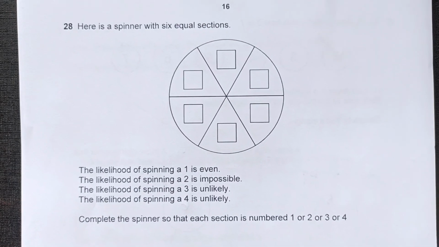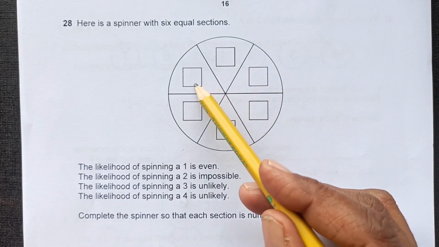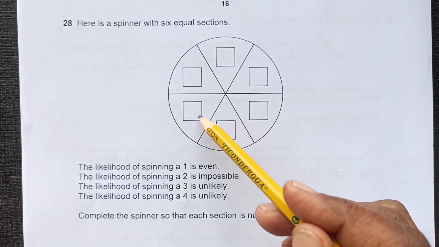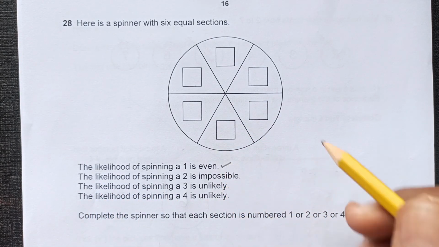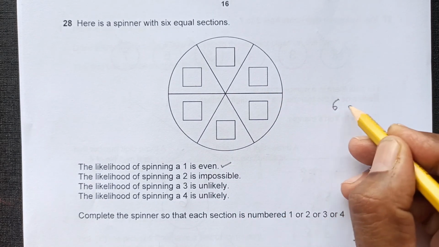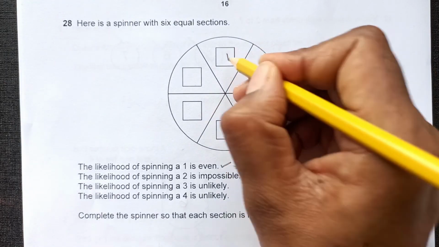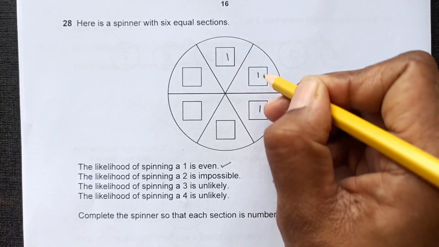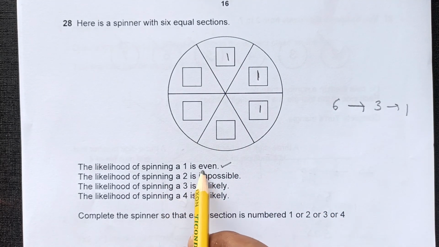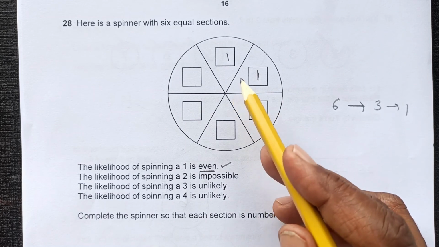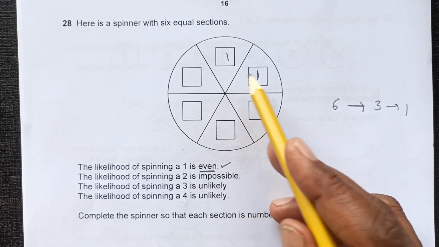Number 28, this is the last question of this paper. Here is a spinner with 6 equal sections. We have 1, 2, 3, 4, 5 and 6 sections. The likelihood of spinning 1 is even. So out of 6 sections, 3 should have 1. So we can put 1 anywhere, in any of the 3 boxes. The likelihood is even, so that means half of them. Now we are left with these 3 numbers here. So 1, 1, 1 is done.